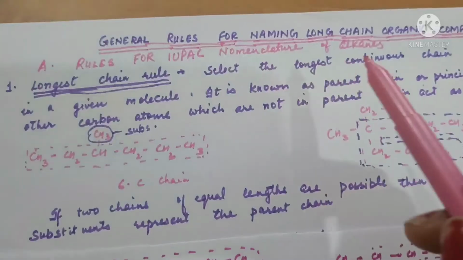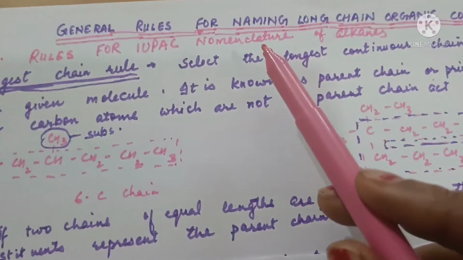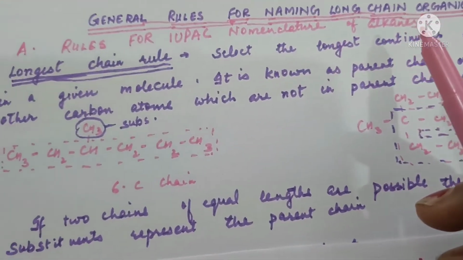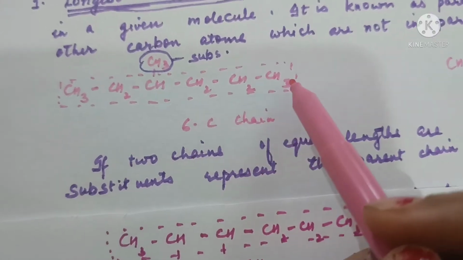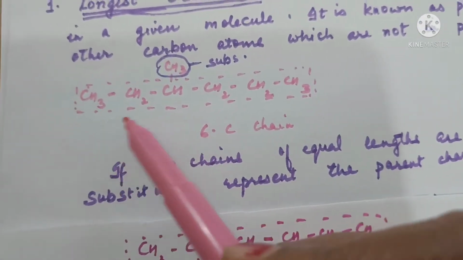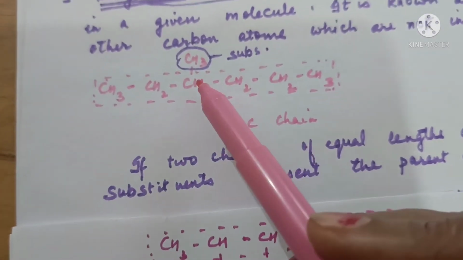Today we'll be doing general rules for naming long chain organic compounds. The first is IUPAC nomenclature of alkanes. The first rule is to select the longest continuous carbon chain. For example, in this compound, the chain is of 6 carbon atoms.